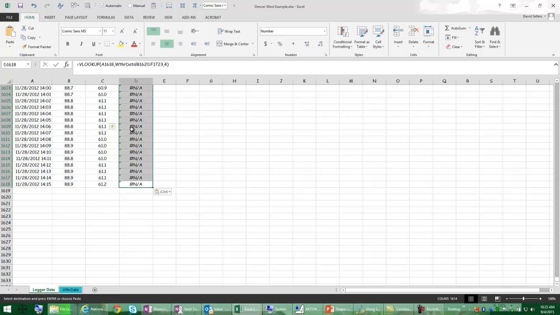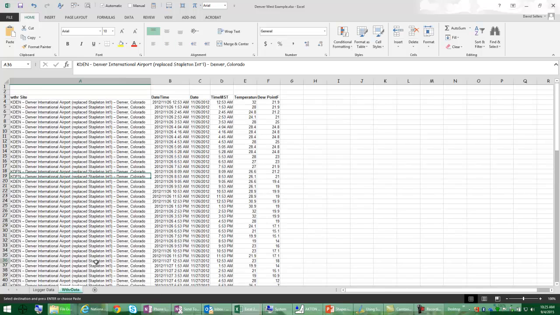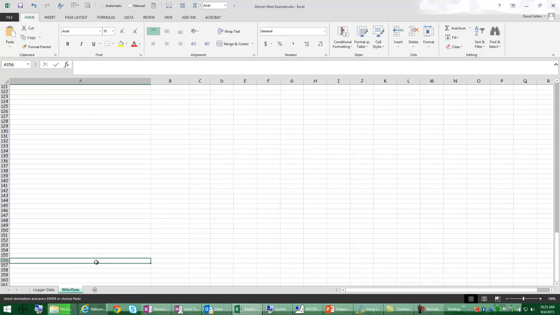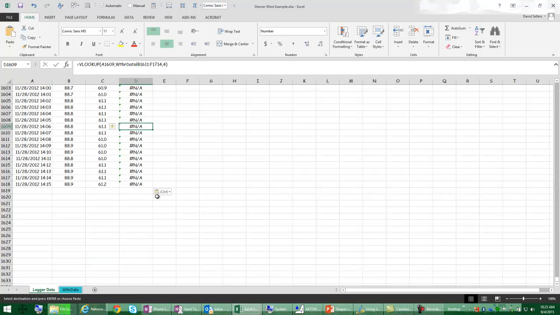See all these NAs? That's because VLOOKUP is now looking at the range from B1116 to F1714 on this weather data tab. And if we go down there, there's nothing there. That's because it used a relative address.